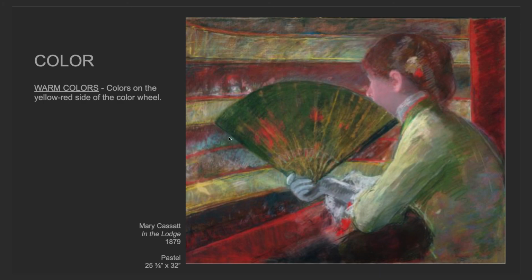Interesting is that this is a green fan, and there is green in her shirt. I don't think that this means that it is a hot and a cool environment. This is an instance of the artist using complementary colors. So mostly red and yellow, warm environment with a complementary green. Green being the opposite of red on the color wheel.